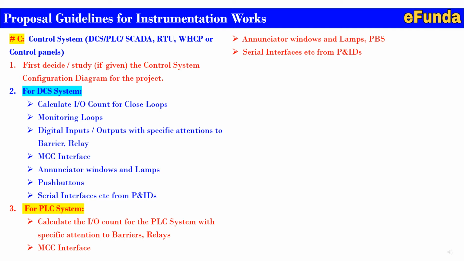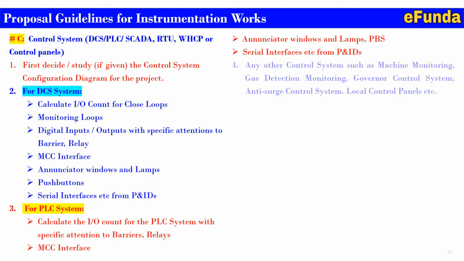And the third point is the PLC system, for which we will calculate the IO count with specific attention to the barrier, relay, MCC interface, annunciator windows and lamps, push buttons as well as the serial interface, etc., based on the PNIDs. Now the fourth point, any other control system such as machine monitoring system, gas detection monitoring, governor control system, anti-surge control system, local control panel, etc.